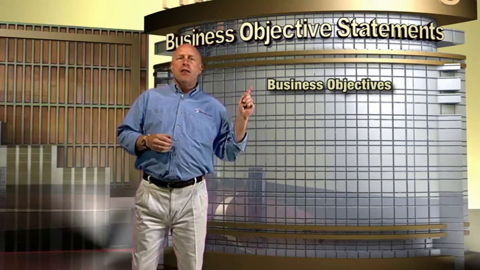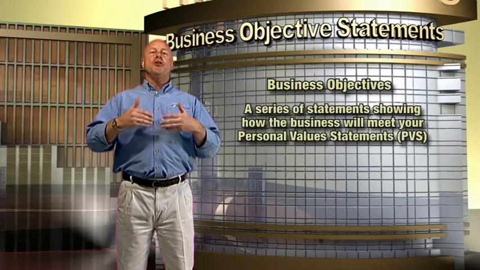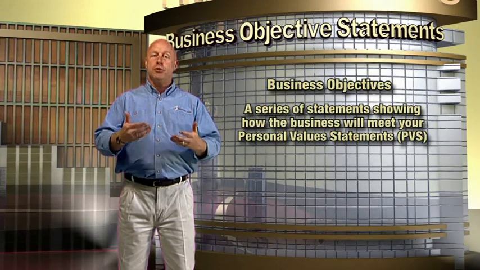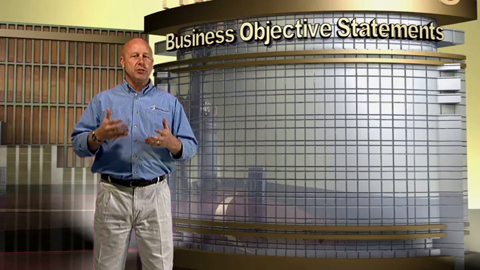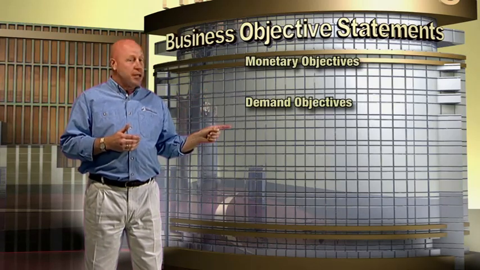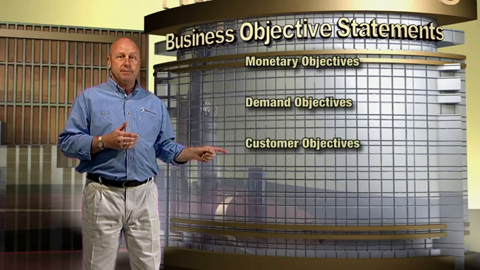So, what are business objectives? They're simply a series of statements designed to communicate how the business will operate and perform in order to comply with your personal value statements. These business objectives are not a business plan on their own, but they certainly form the basis of your plan. You need a set of simple, clearly defined objectives for what your business will achieve and how it will work. There's 3 types of business objectives we need to consider. They are monetary objectives, demand objectives, and customer objectives.